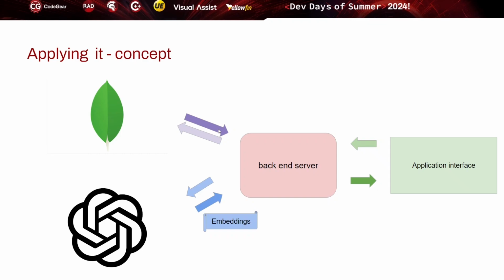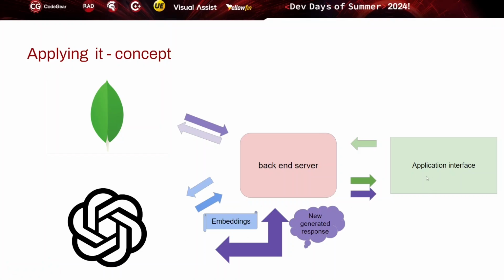And for that, what we did is just put a new layer here. After we receive the response from Mongo, we again send it to OpenAI, but now not to generate embeddings, but to generate a response, a new generated response that we will send to the application interface. And of course, in this case we generate text, but it can be an image, an audio file, or any other kind of media that maybe you need. The LLM will be able to generate that for you as well.